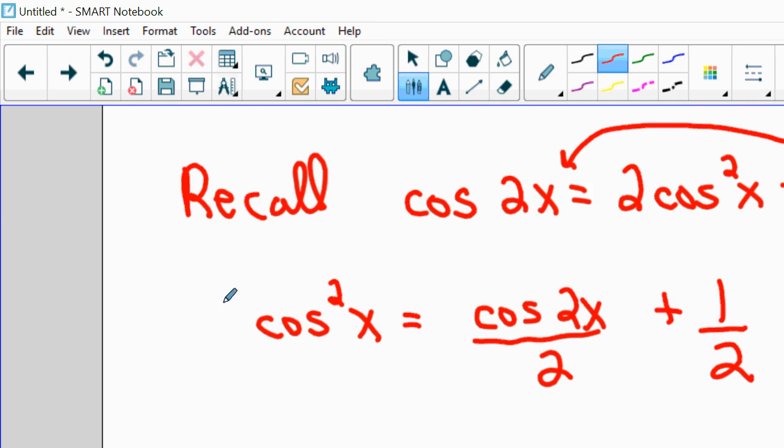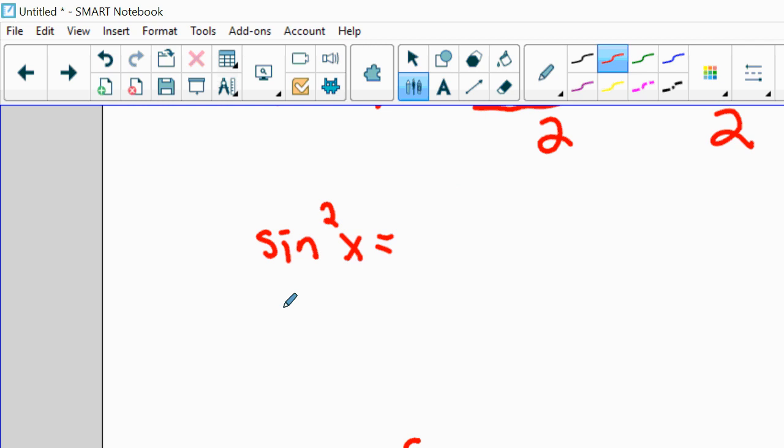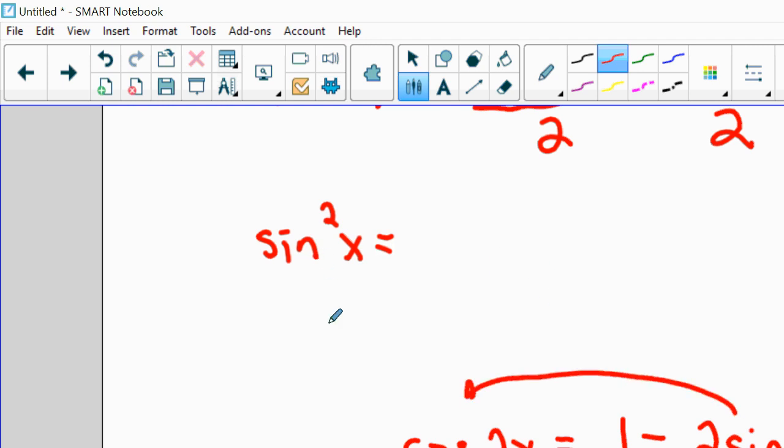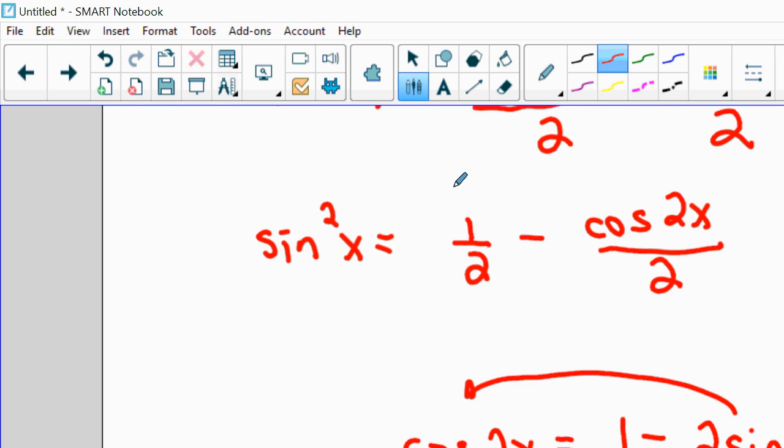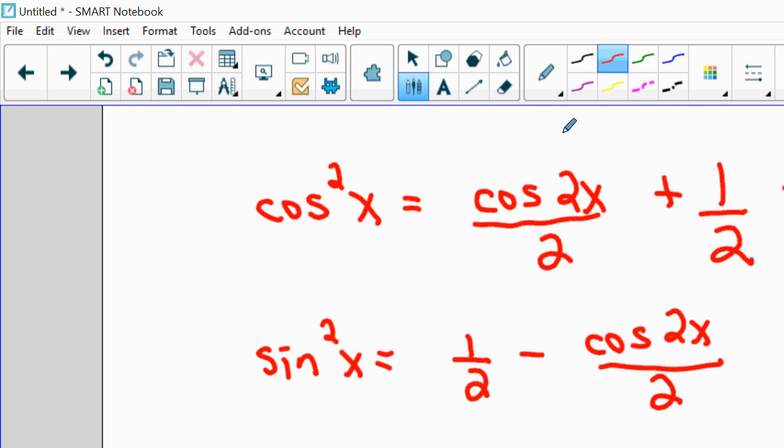And sine squared of x, I'm going to work beneath it. Cosine 2x is 1 minus 2 sine squared x. Push it over, push it back. Okay, there we go. It's 1/2 minus cosine of 2x divided by 2. So it'd be better off to memorize the top one as 1/2 plus cosine 2x over 2. And the bottom one is 1/2 minus cosine 2x over 2.